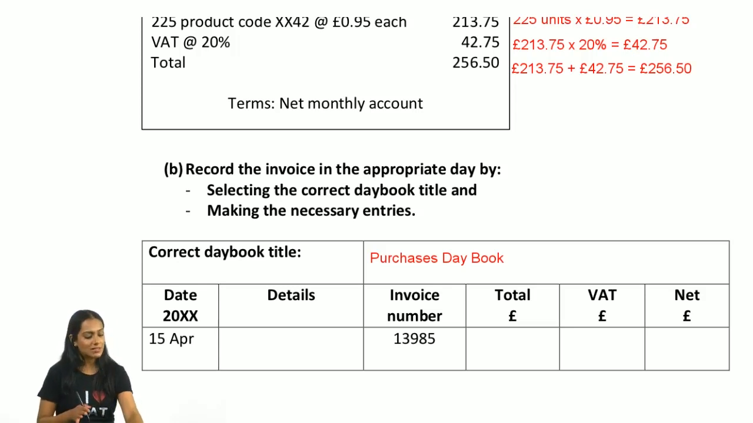The question says that this invoice has been received from Benton PLC, and only a supplier would send us an invoice. So we enter the supplier name, and the supplier name is Benton PLC. Okay.